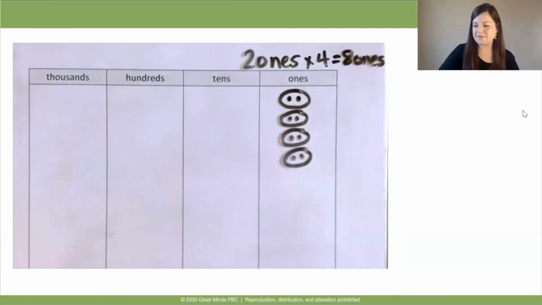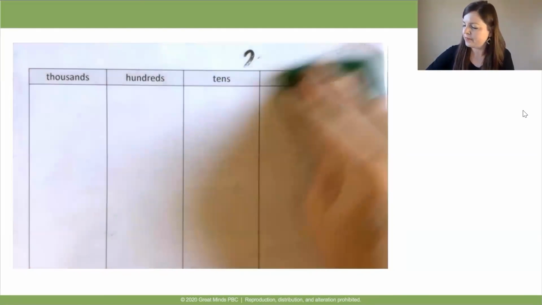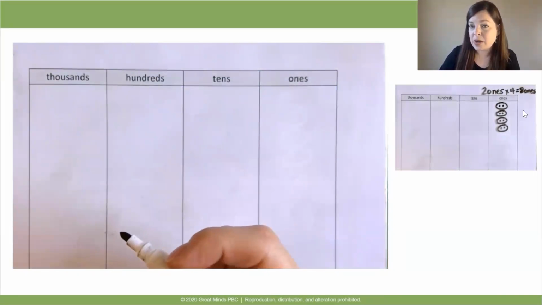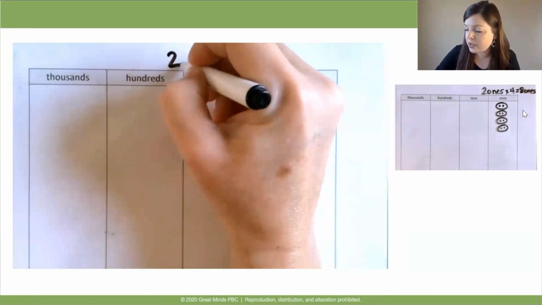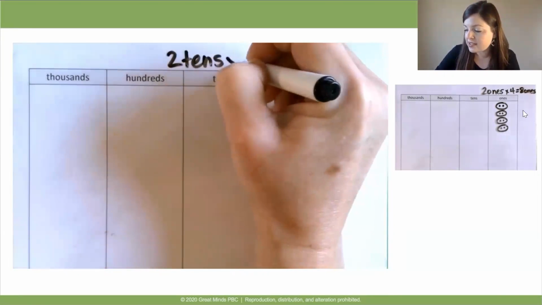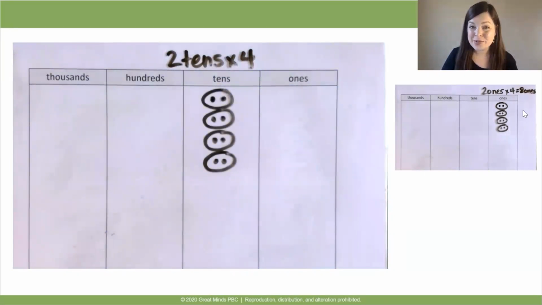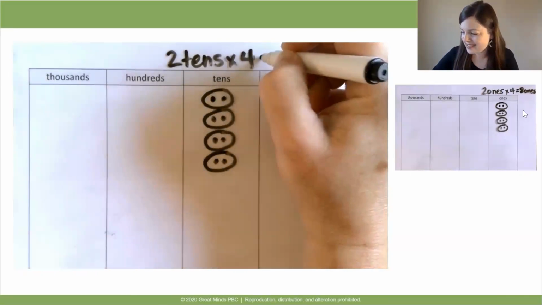Okay, let's erase. And now on your place value chart, I'd like you to pause the video and show 2 tens times 4. And circle each group of 2 tens. So 2 tens times 4 is what? 8 tens.